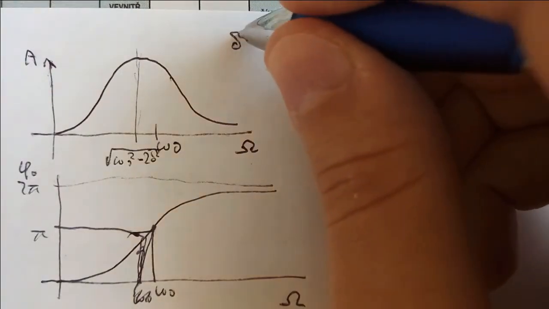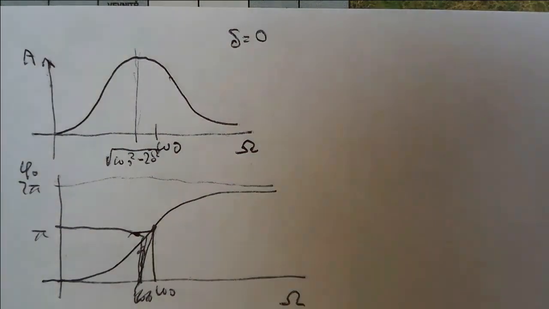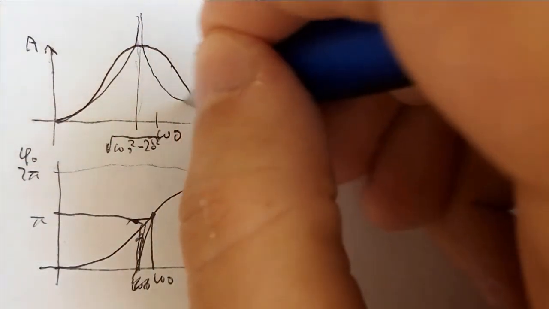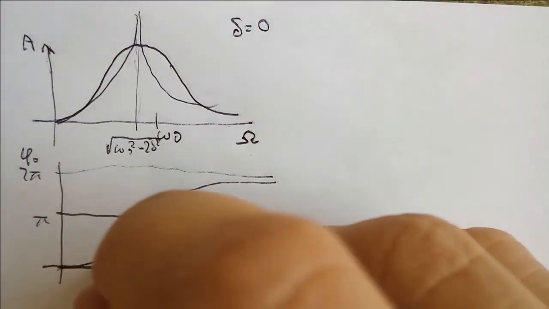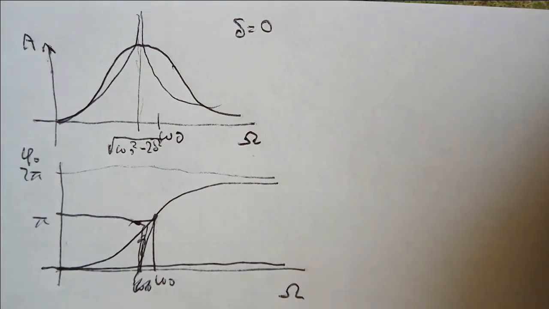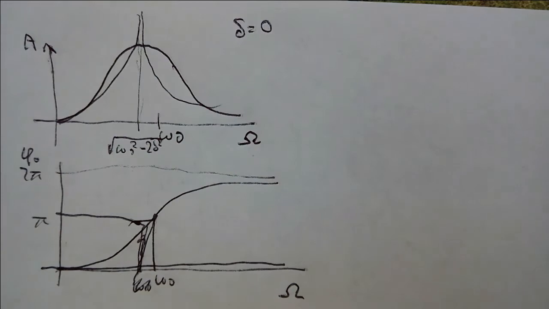For delta equal to 0, so there is no friction, this looks like there is a singularity, and the phase is 0 exactly. So I hope you enjoyed this video, and I hope vectors and complex numbers will be helpful in your analysis in the future.